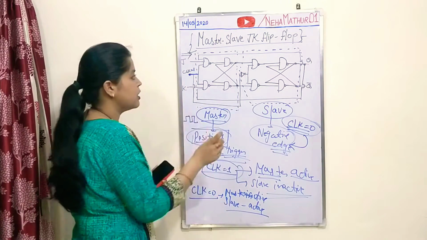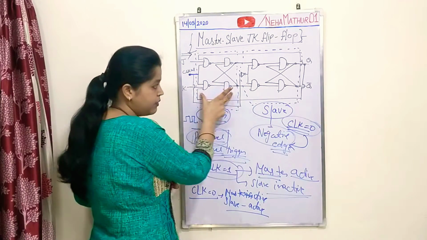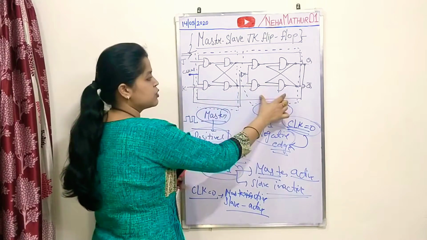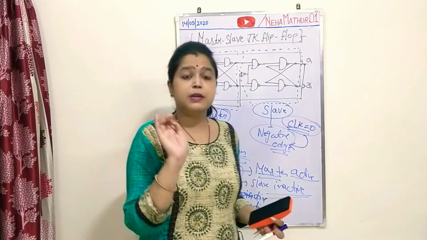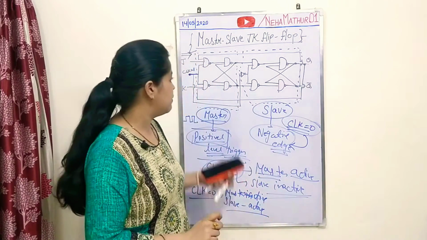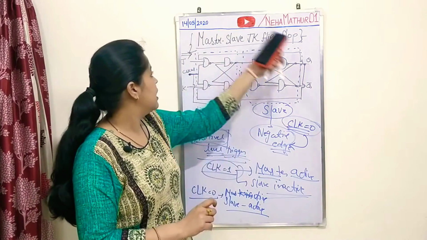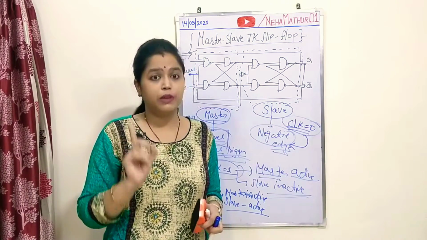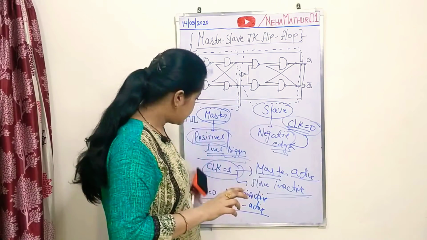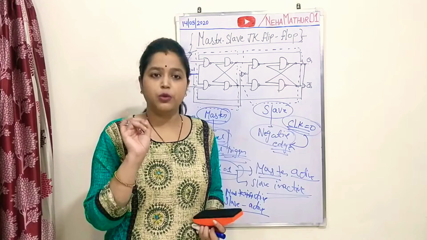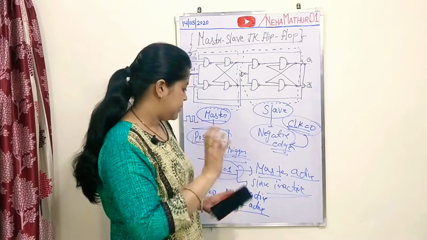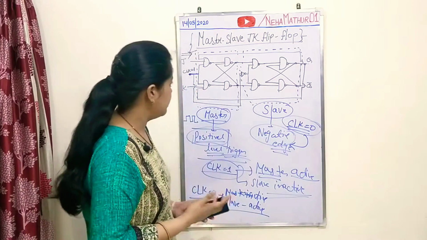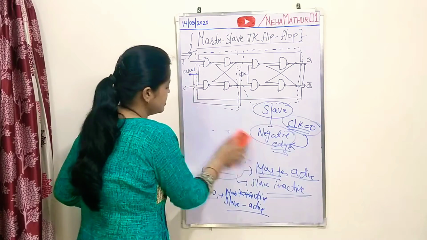That means for clock equal to 1, this section will be active and this will be inactive, while for clock equal to 0, your master will be inactive and your slave will be active. Always remember this concept, because whenever we go with the operation of the master slave flip flop for four cases 0 0, 0 1, 1 0 and 1 1, we will use this concept a number of times. So please make this concept clear in your mind, so that you can use it again and again when we go with the operation of this circuit.